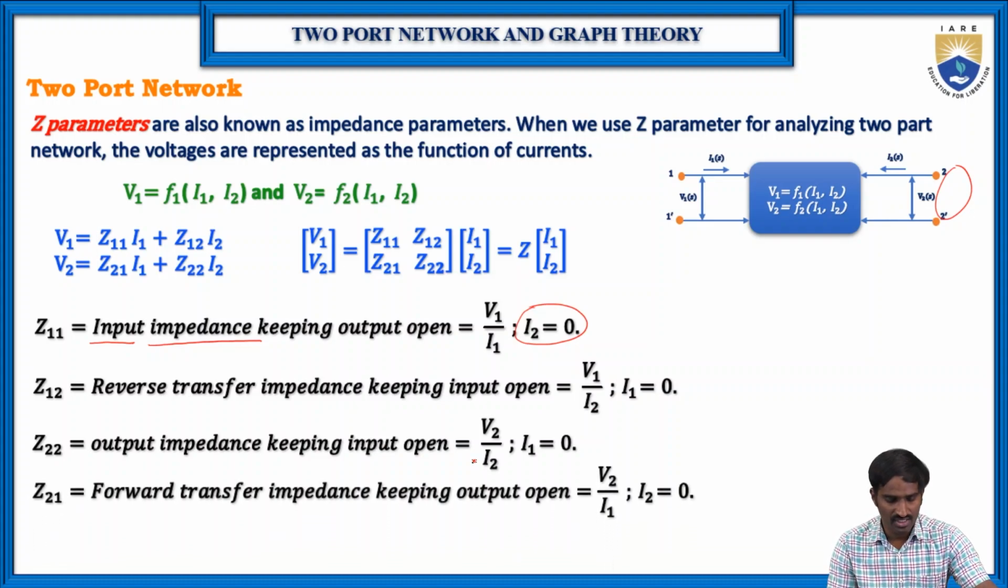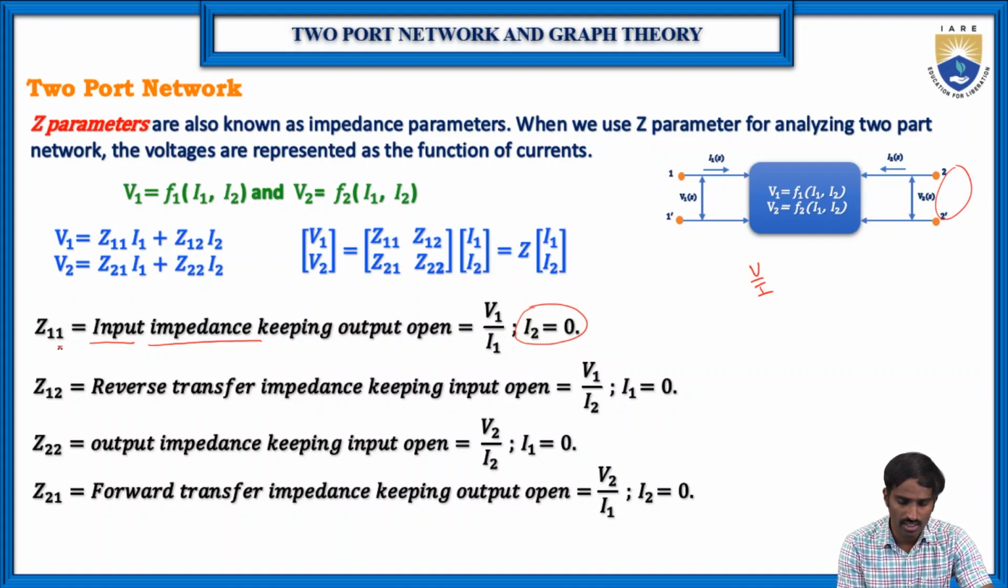And similarly here, Z21 is the forward transfer impedance by keeping the output open, which is V2 by I1. So as you can see, this is how we can find Z11, Z12, Z22, Z21. These are all impedance parameters, and impedance is nothing but V by I. But for Z11, which is the input impedance, we should know which V1 and I1 we have to take, which means whether the input voltage or input current, or the output voltage or output current.